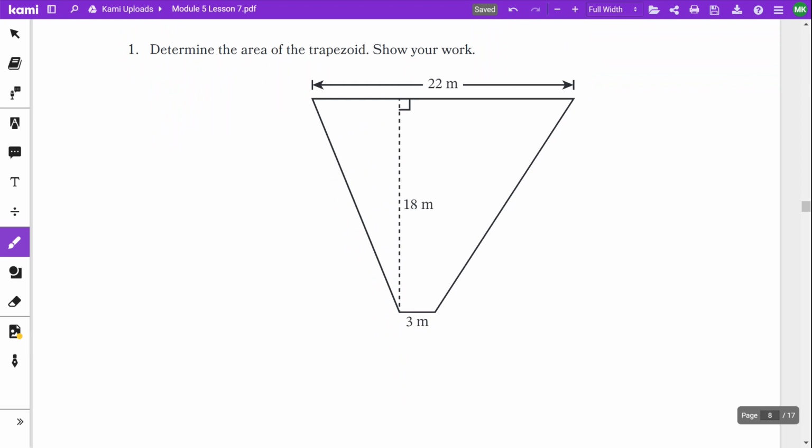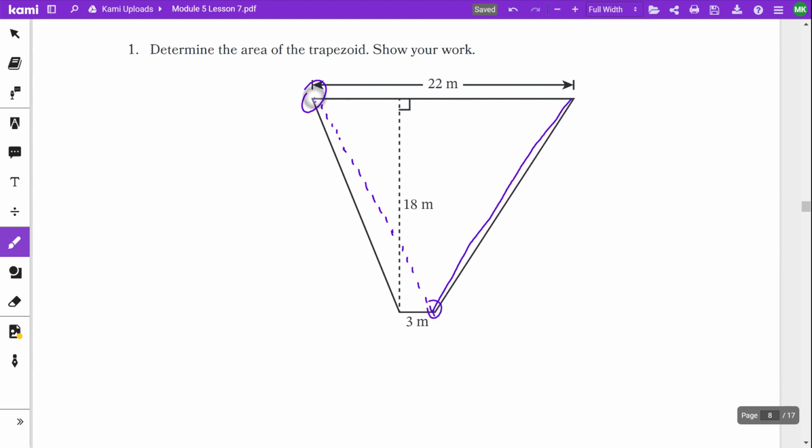Okay, so the best way to tackle a trapezoid is to understand that if you draw a segment from one vertex of the trapezoid to another vertex, you will create two individual triangles. It doesn't matter what opposite vertices you use. If I erase that and go from this vertex to this vertex, same thing happens. You will see two triangles formed.